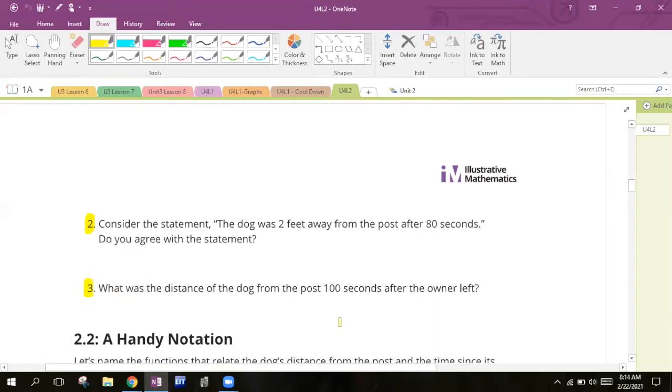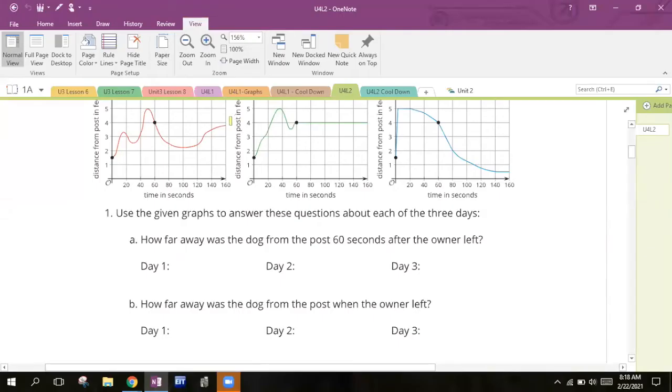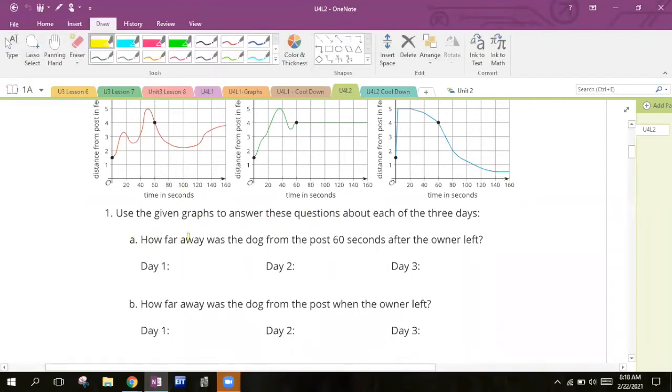All right, your time has started. It says use the given graphs to answer these questions about each of the 3 days. So it says, how far away was the dog from the post 60 seconds after the owner left on day 1? How far away was he on day 1 at 60 seconds? 4 feet. What about on day 2? 4 feet. What about on day 3? 4 feet. Good.